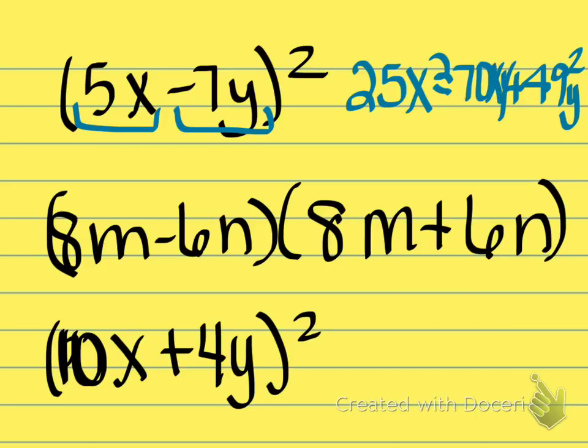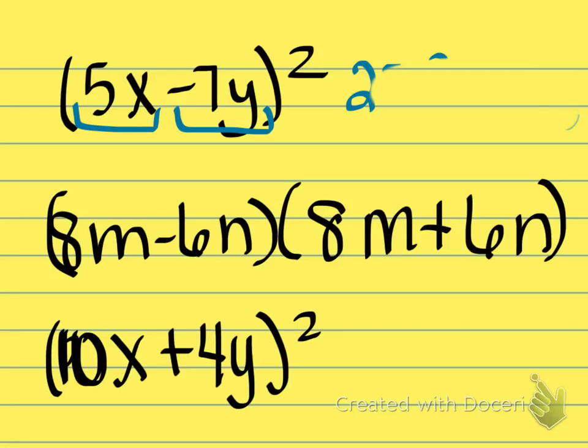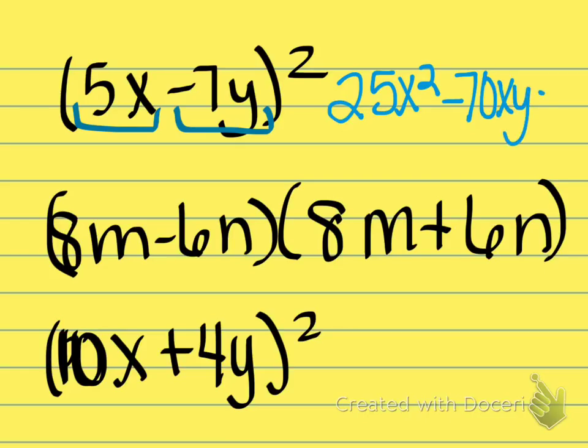So if you can't read that, let me rewrite it so it's not so cramped together. You're going to have 25x squared minus 70xy plus 49y squared. There we go.